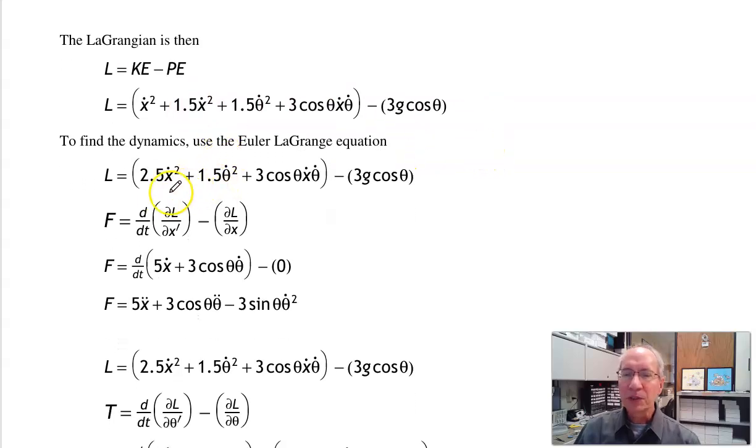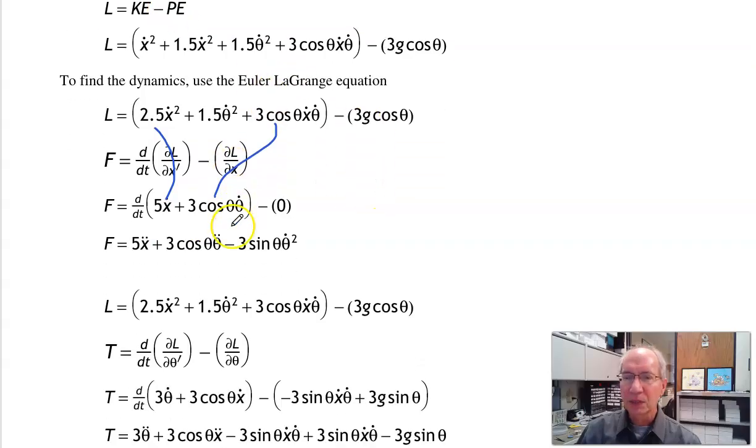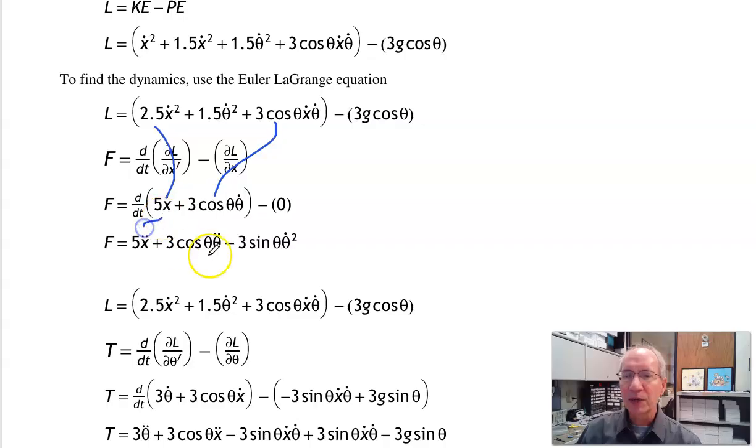To find the force on the cart, take the full derivative of the partial derivative with respect to x dot minus the partial derivative with respect to x. Partial with respect to x dot gives you 5 x dot, nothing, 3 cosine theta theta dot. Partial with respect to x is nothing. Now take the full derivative, gives you 5 x double prime, chain rule. Derivative with respect to the second term, theta double prime. Derivative with respect to the first term is minus 3 sine theta theta dot theta dot.